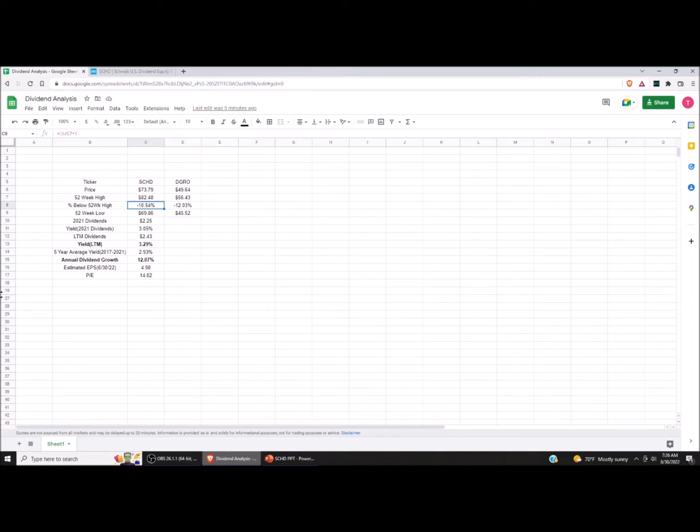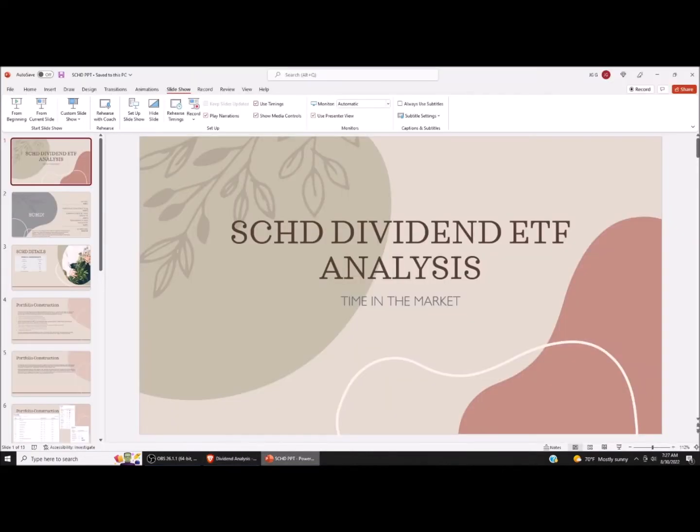Right now, ticker SCHD is trading at $73.79 as of the morning of 8/30/22. This is about 10.5% below its 52-week high. I think the market's going to be up today, so it will probably trade a bit higher during the day today, depending on what happens. It's a 3.29% yield based on the latest 12 months of dividends, with a 5-year average yield of 2.9%, and we'll dive into some of the other stuff soon.